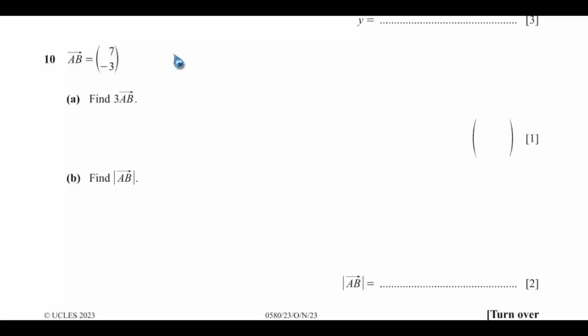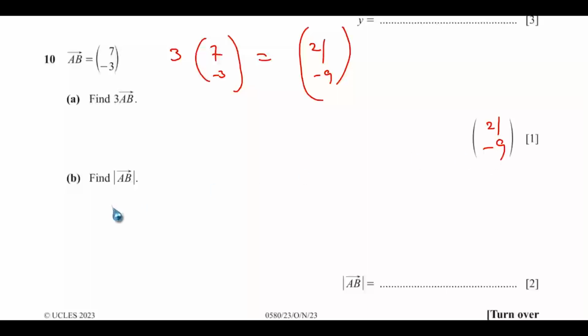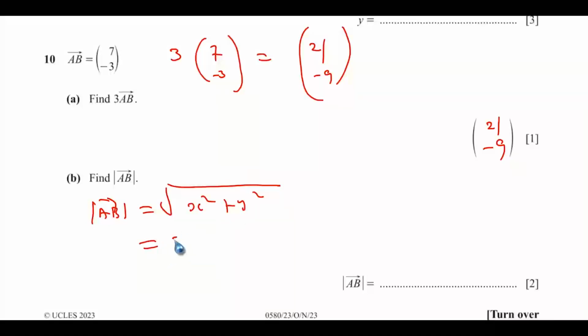So 3AB will be equal to 3 into (7, negative 3). This will be equal to (21, negative 9). So we have (21, negative 9). And in part B, we have to find the modulus of AB. So the modulus of AB will be equal to the square root of x squared plus y squared. So x equals 7 squared, plus y equals negative 3 squared. If you do this, you get your answer to be 7.62.